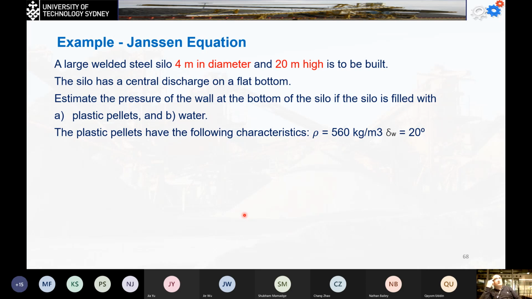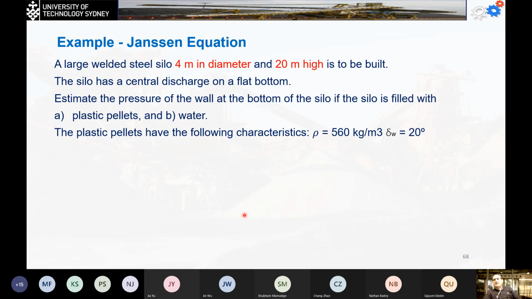This silo needs to be built. The silo has a central discharge on a flat bottom, so it doesn't have a mover. Estimate the pressure of the wall at the bottom of the silo, if the silo is going to be filled with first plastic pellets, or it's going to be filled with water.